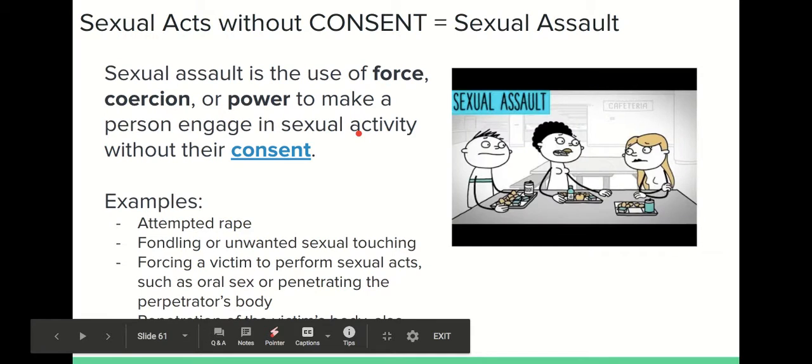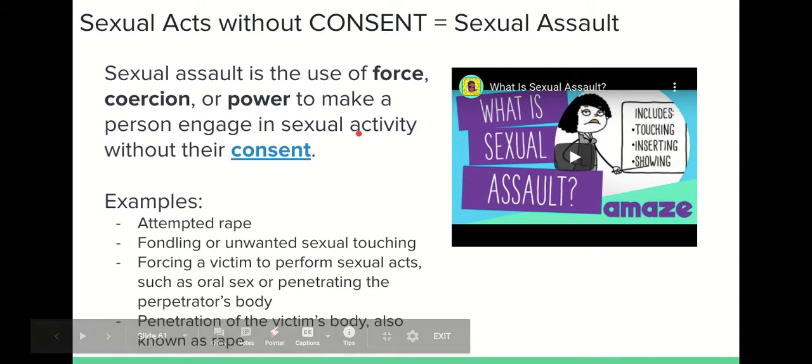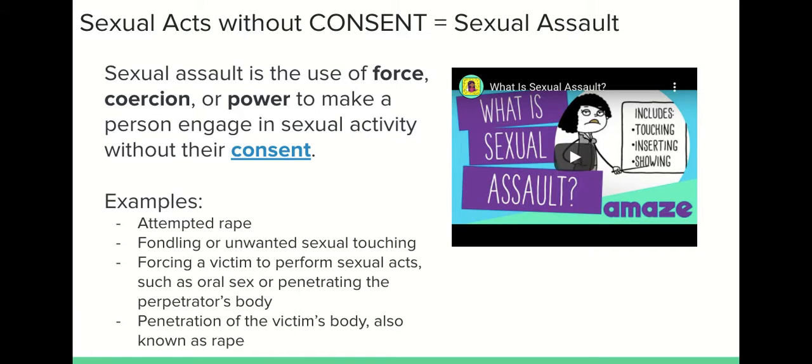So, this is really different from sexual harassment and flirting for a couple of reasons. Sexual assault is the use of force, coercion, or power to make a person engage in sexual activity without their consent. So again, sexual assault is different from flirting and harassment because it is actively forcing someone to engage in sex with you.